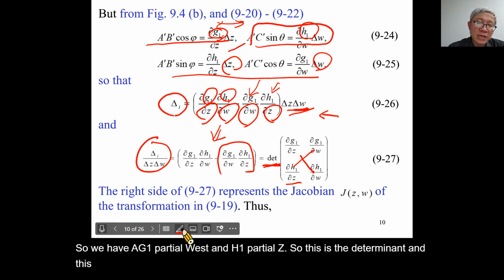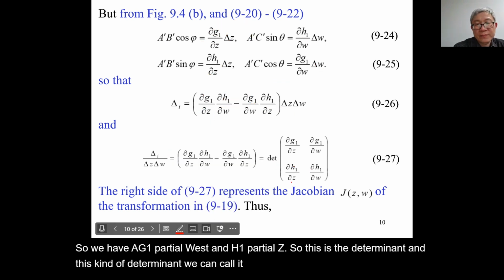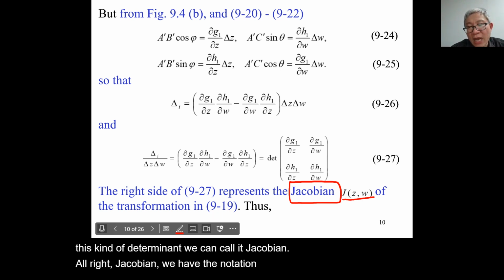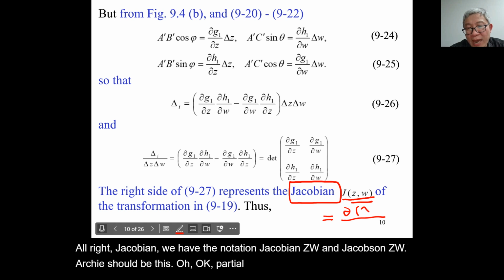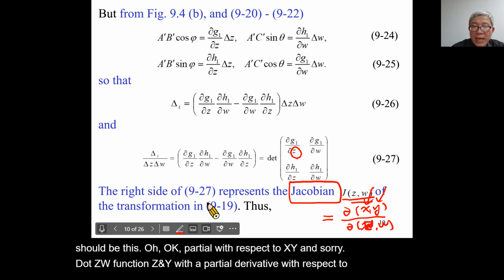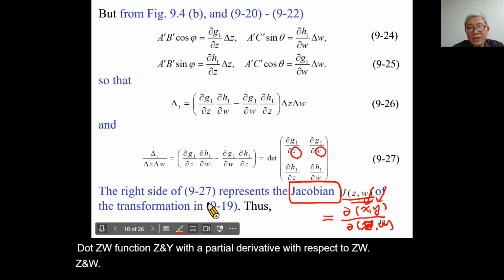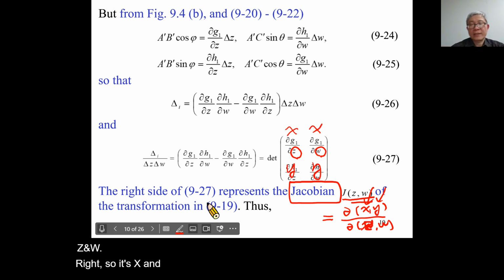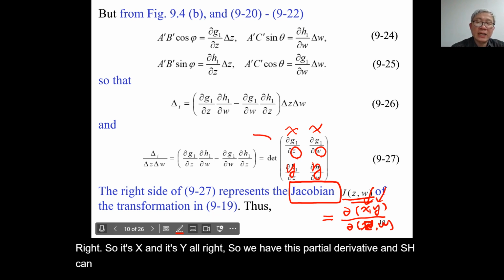And this kind of determinant we can call it Jacobian. We have the notation Jacobian ZW, and Jacobian ZW actually should be this: partial of x, y with respect to Z, W. Function x and y with partial derivatives with respect to Z and W. So we have this partial derivative, and it can be shown in a determinant, and this determinant we call Jacobian.